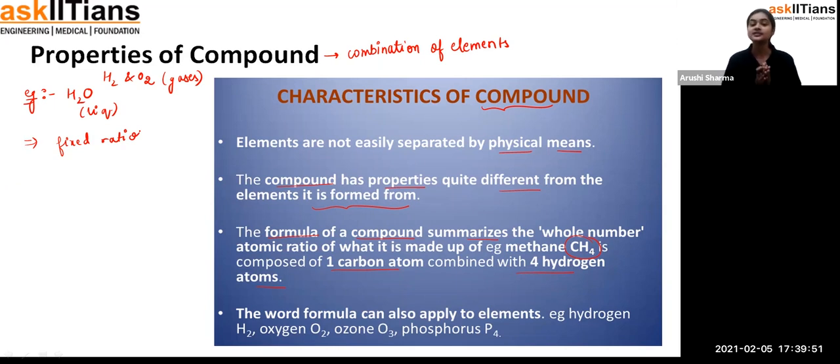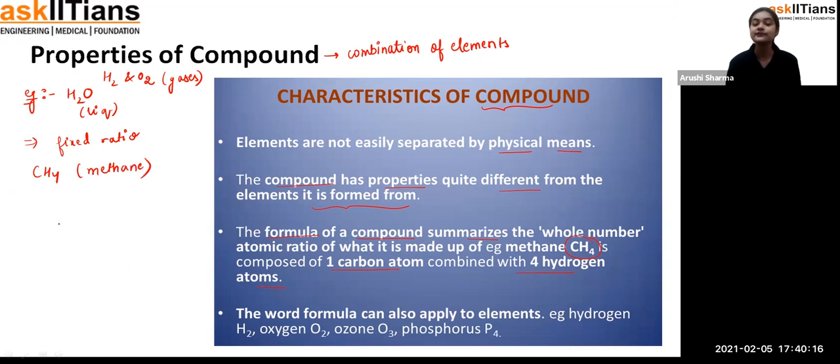Exactly. So that's how, student, they are present in a fixed ratio, and they are written in such a form that after looking at the formula, we come to know that the structure of water contains two hydrogen and one oxygen. For example, you can see here CH4, student, methane. It is a gas, and it is also called a greenhouse gas.